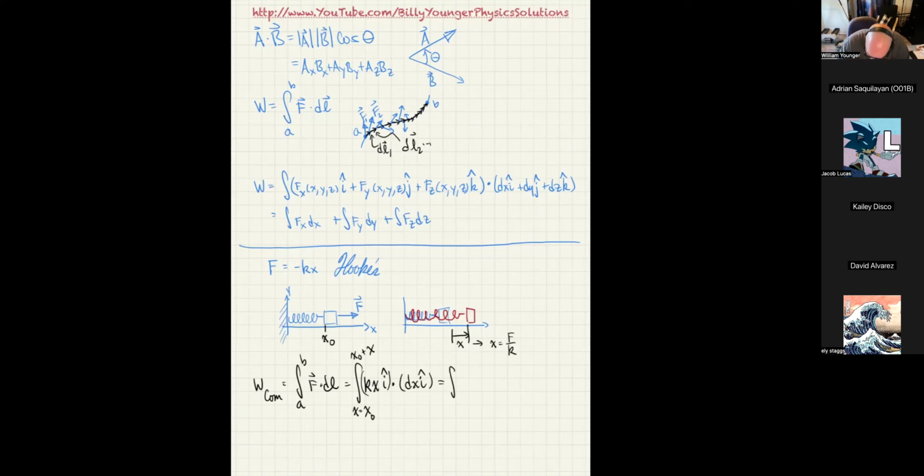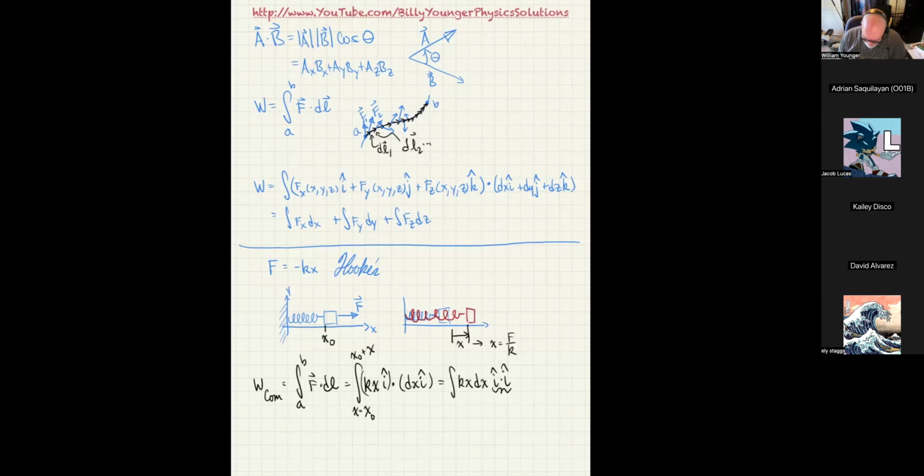In this case, that's going to become k times x dx times I hat dot I hat, and I hat dot I hat, we know from this, has to be 1 times 1 times the cosine of 0 degrees. That's because anytime you see a vector with a little hat on it, unless they explicitly say otherwise, that vector is understood to be a unit vector. That means its magnitude is 1, not 1 meter, not 1 Newton, not 1 joule, not 1 anything. It's just 1 unit. Okay?